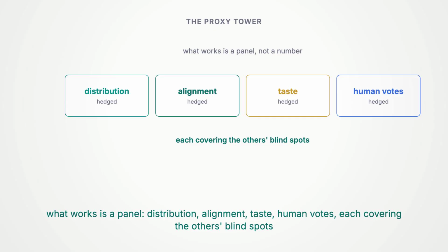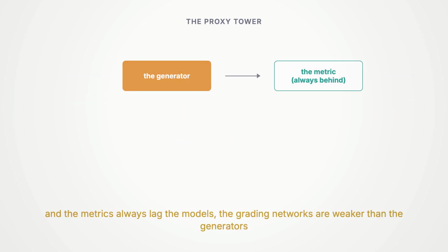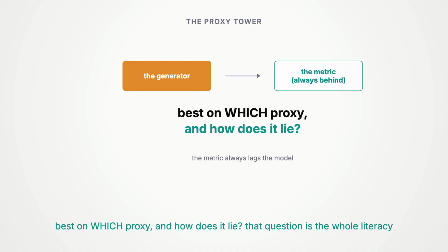And here is the thing that keeps this honest forever. The metrics are always a step behind the models they judge, because the vision networks doing the grading are usually weaker than the generators they grade. So the next time you see a chart that says this model is the best, you now know the only useful question. Best on which proxy, and how does that one lie? That question is the whole literacy. Hold on to it.